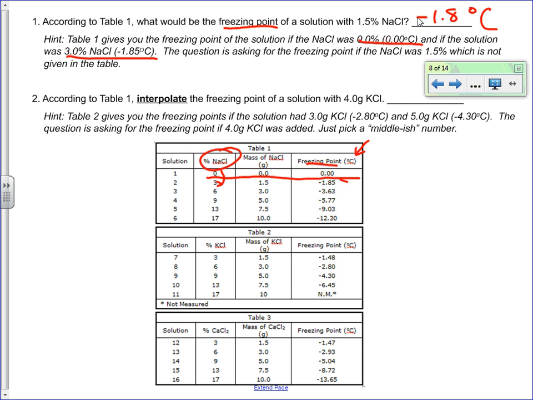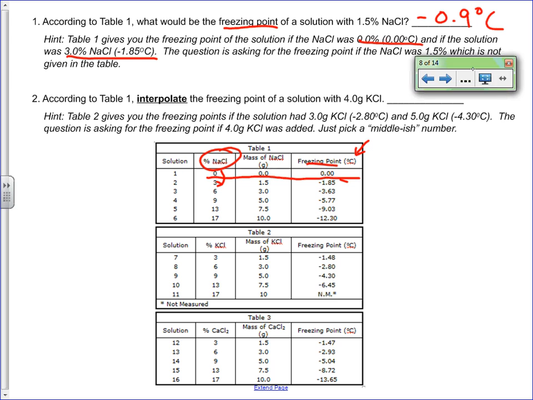Half of 1.8 is point... Yeah, so half of 18 is 9. So half of 1.8, we just move our decimal point over one spot, would be point... Negative 0.9. Okay, so somewhere around 0.9 or negative 0.9 degrees Celsius should be our answer. All right, now again, if you put like negative 0.8, negative 1.0, again, those are fine. You want to be somewhere in between those.